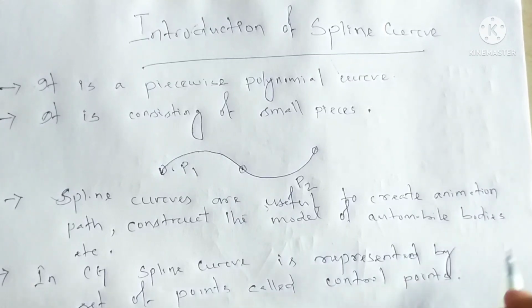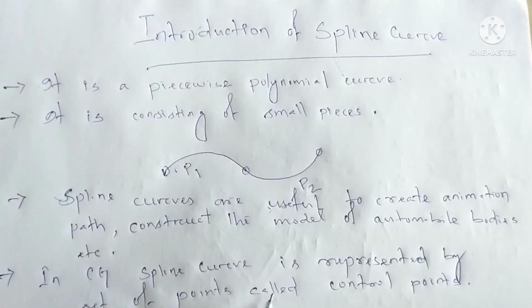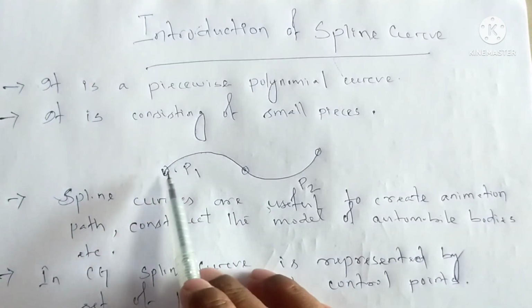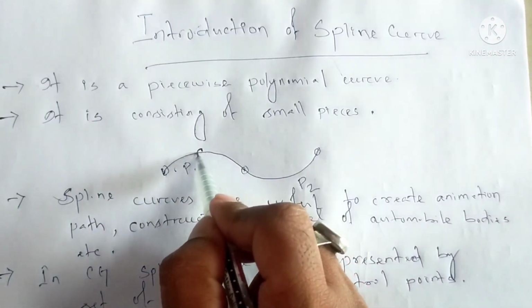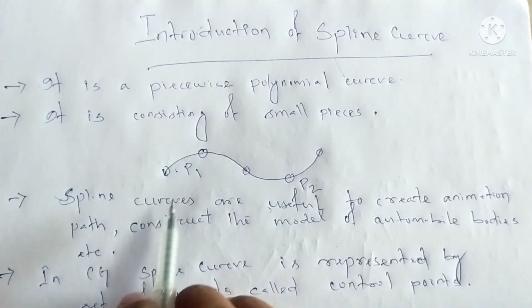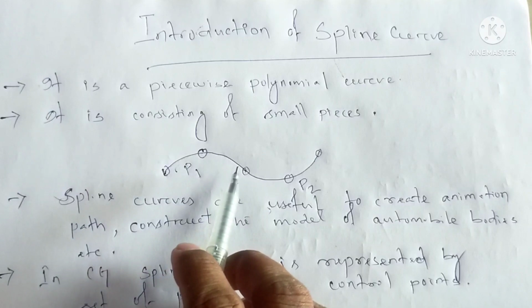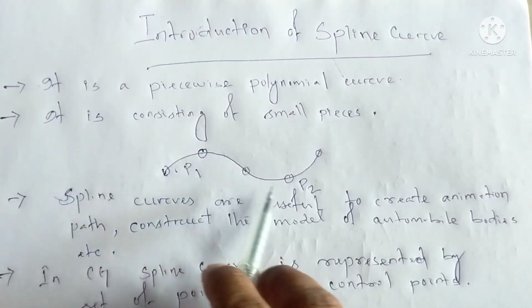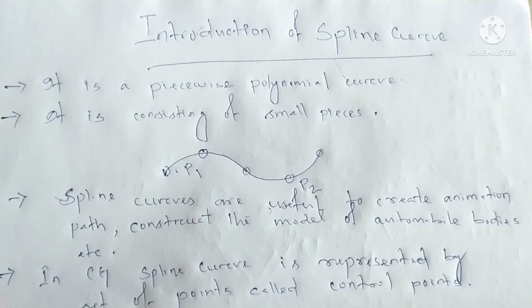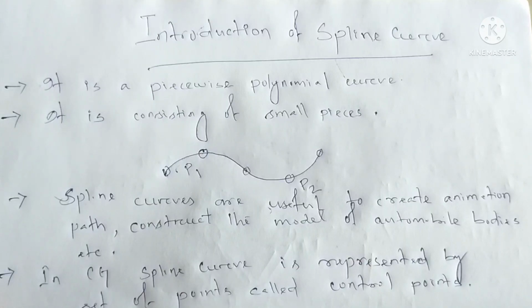Now I can say that in computer graphics the spline curve is represented by the set of points. So here is one point, I can write here one more point, here is another point, and another point. So we have so many points, and the points are helpful to create the shape of the spline curve. Now those points are called the control points. Let me go for one more example.